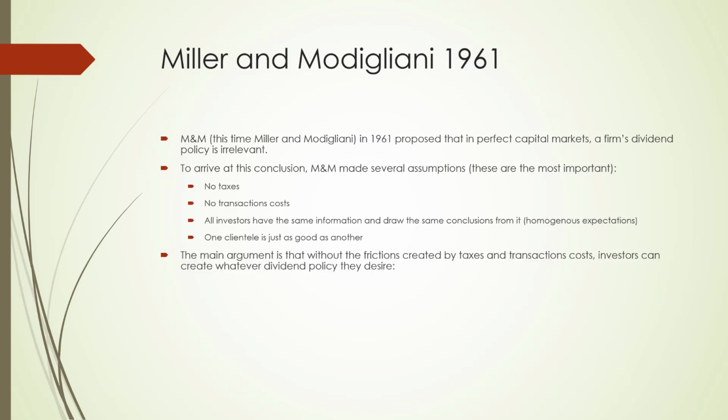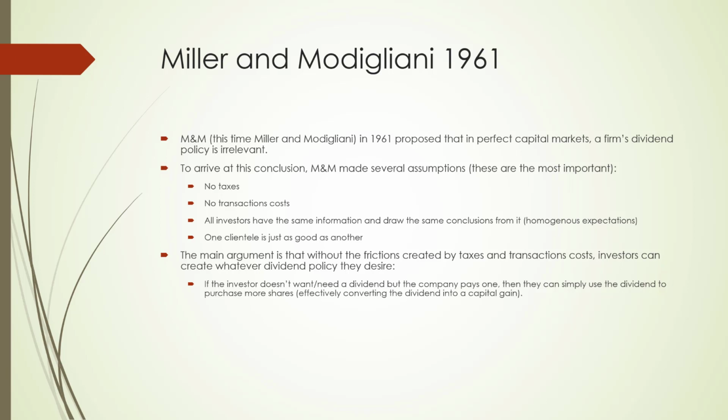Now, one of the main arguments here is that investors can create whatever dividend policy they want regardless of what the firm does. This is similar to the homemade leverage argument that we made in chapter 16. So the idea here is that if an investor doesn't want or need a dividend and the company pays one, they can simply take that dividend and use it to buy more stock, thereby converting that dividend into a capital gain. Now, remember, they've assumed no taxes and no transactions costs.